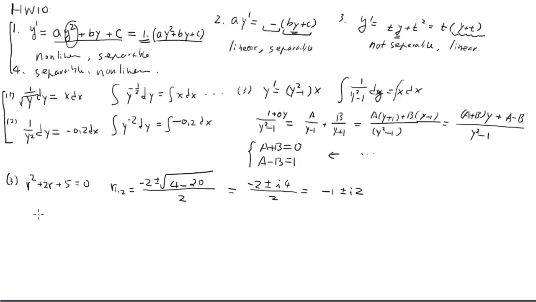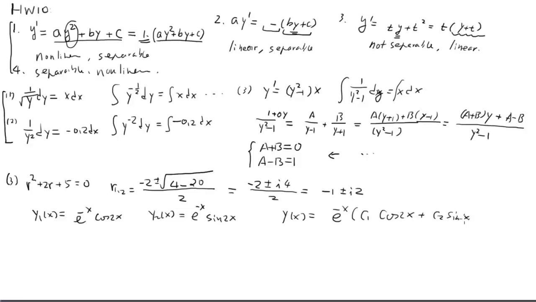Okay, so according to what we have, the solutions should be, we have 2 solutions, y1 of x, using this one, we have e to the -x cosine 2x, and y2 of x, we have e to the -x sine 2x. Remember where these things are from. -1 is the real part, and here 2 comes from over here. And your general solution, y of x, is simply going to be e to the -x times (c1 cosine 2x plus c2 sine 2x), right?